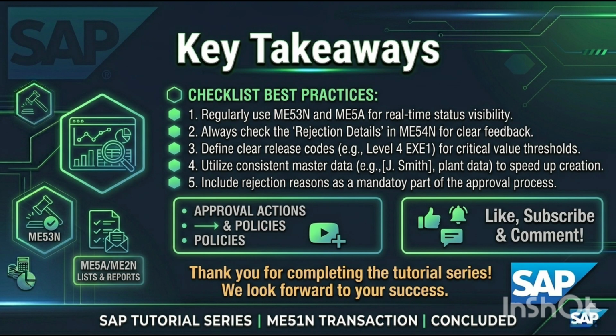Now we conclude our presentation with the key takeaways you should remember. Always plan your requirements properly. Fill in accurate data in ME51N. Pay special attention to account assignment and tax, and understand your company's release strategy. Also double check before saving. Use ME53N and ME5A regularly to monitor status, and following these steps will make you efficient in SAP procurement processes.